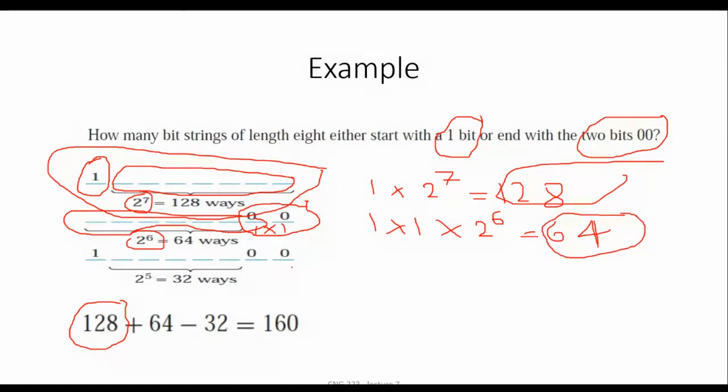So here, I should at the same time consider both of the conditions. In the first bit, I will have for sure 1, and in the last two, I will have zeros. So what is left for me is 2 power 5, which is 32. So that's how you can calculate the union between these two sets.